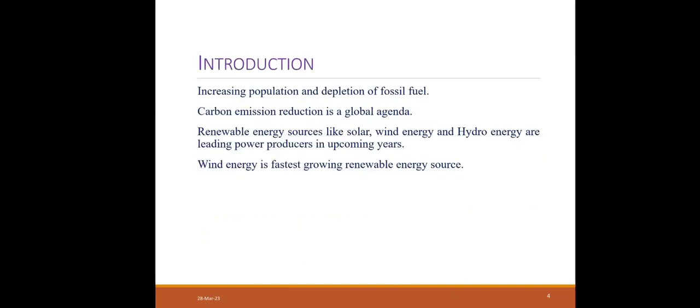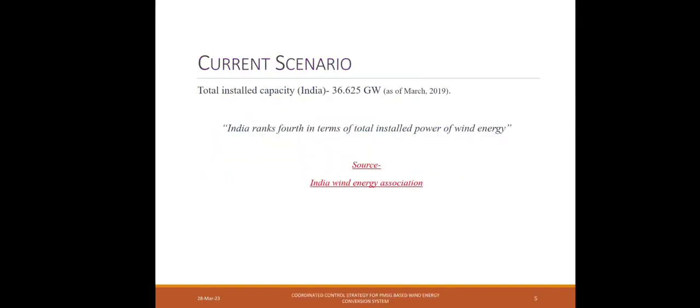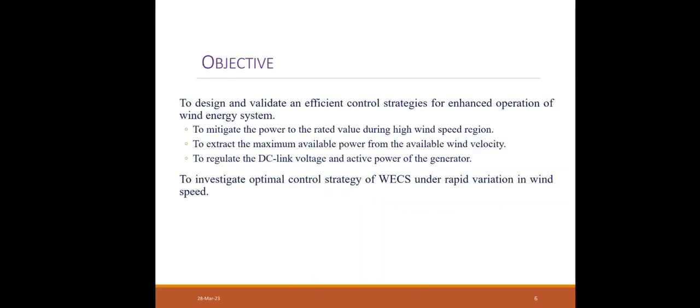Introduction. First of all, we are going to introduce this project. Increasing population and depletion of fossil fuel, carbon emission reduction is a global agenda. Renewable energy sources like solar, wind energy, and hydro energy are leading the power producers in upcoming years. Current scenario: the total installed capacity in India is 36.625 gigawatts. India ranks fourth in terms of total installed power of wind energy.